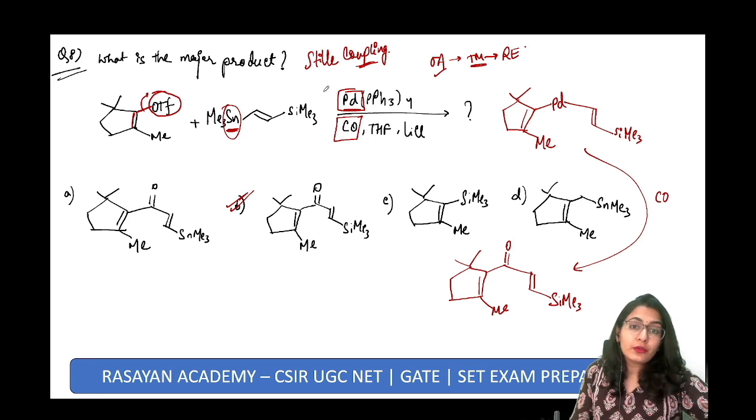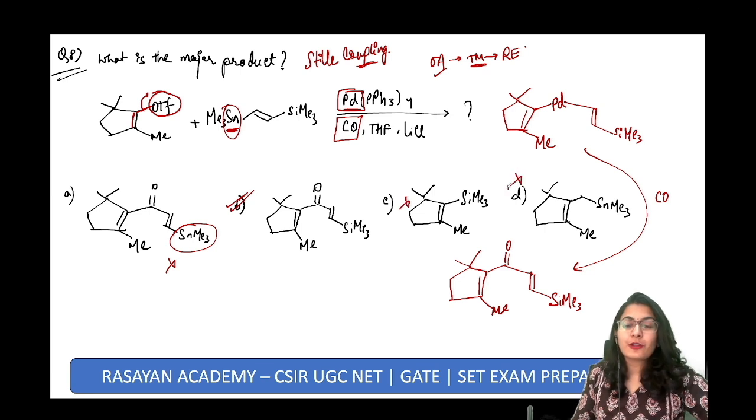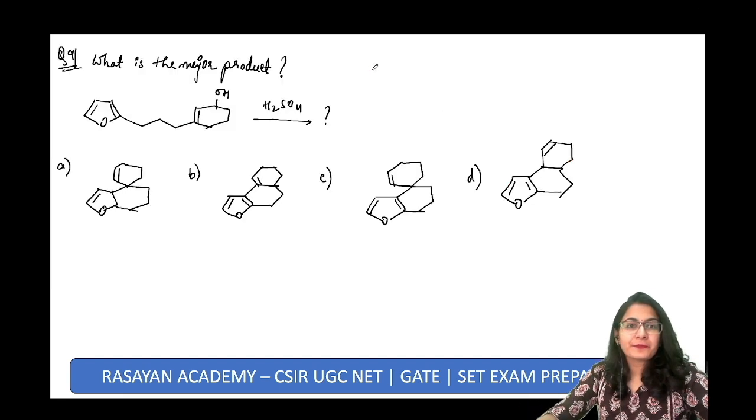You are not going to replace silicon in the presence of tin, so that's why A is wrong. C and D are wrong because they are missing out on a lot of groups. So the answer is option number B, and it's simply still a coupling reaction.